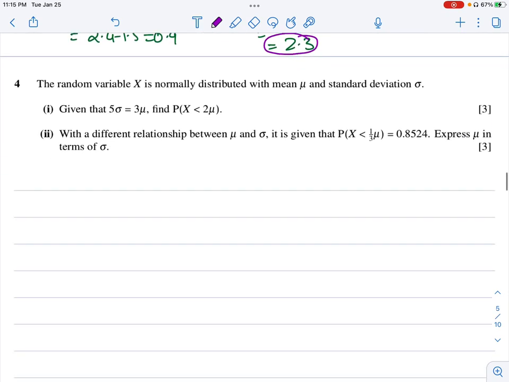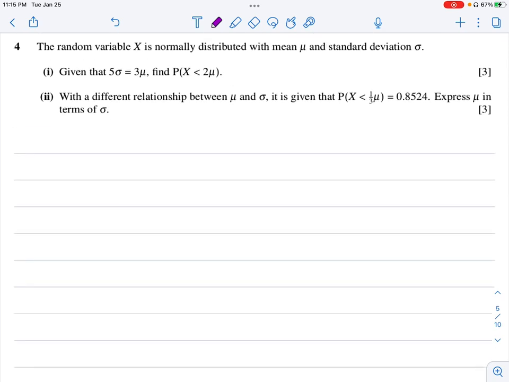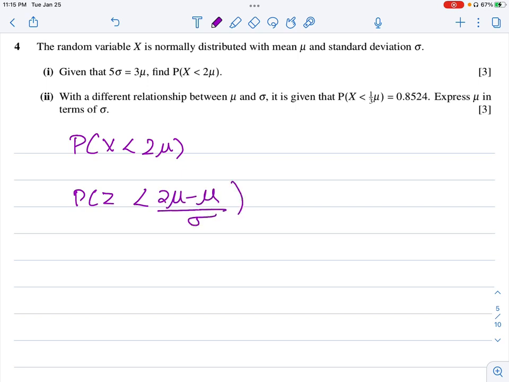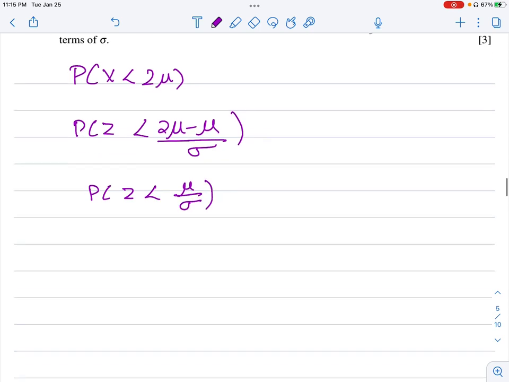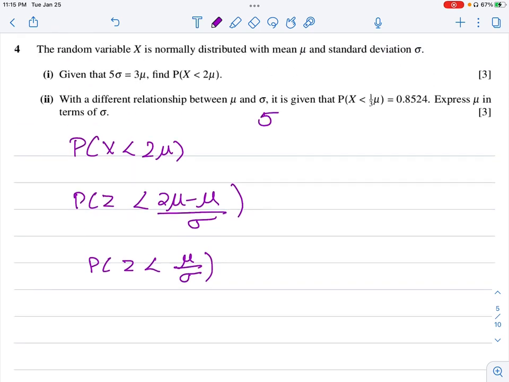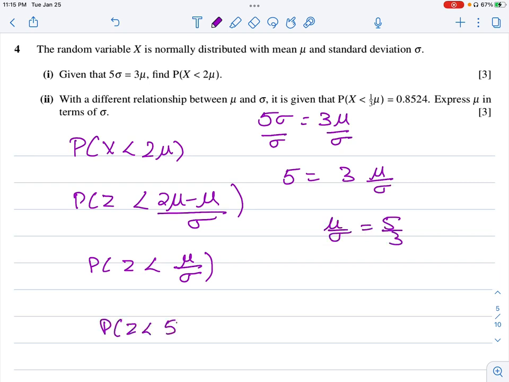Question number 4. The random variable x is normally distributed with a mean mu and standard deviation sigma. Given that 5 sigma is equal to 3 mu, find the probability of x less than 2 mu. Convert x into z: z less than (2 mu minus mu) upon sigma, so the probability of z less than mu upon sigma. Since 5 sigma is equal to 3 mu, dividing by sigma on both sides, 5 is equal to 3 mu upon sigma. So mu upon sigma is 5 upon 3. So the probability of z less than 5 upon 3.